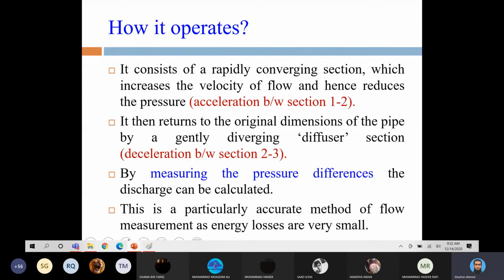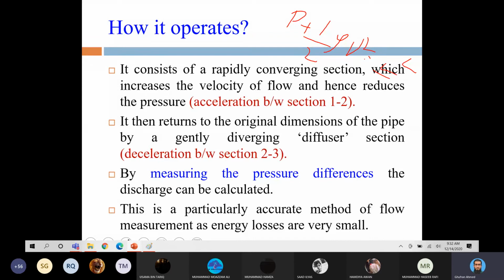It consists of a rapidly converging section which increases the velocity of the flow and hence reduces the pressure. ठीक है? According to Bernoulli's law. Bernoulli's law क्या कहता है जी? P plus half rho V square is constant. So pressure and velocity are inversely proportional to each other. If pressure increases, according to this law, the velocity decreases to keep the algebraic sum constant.